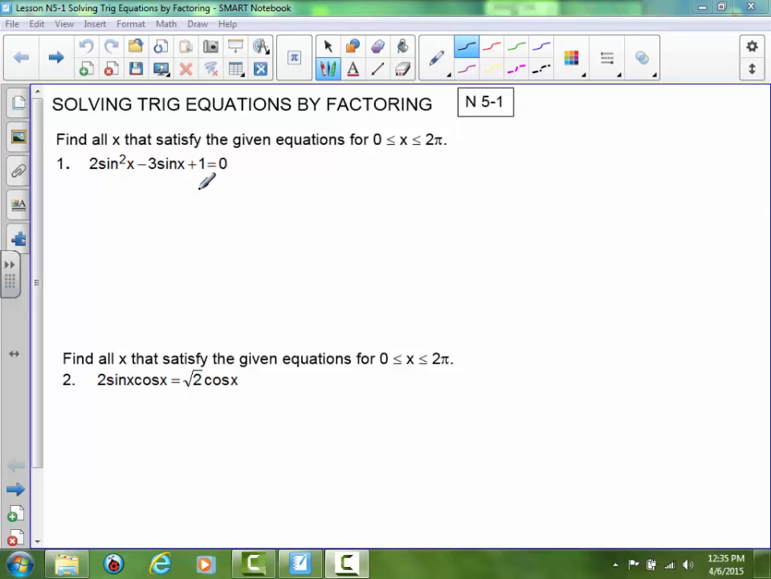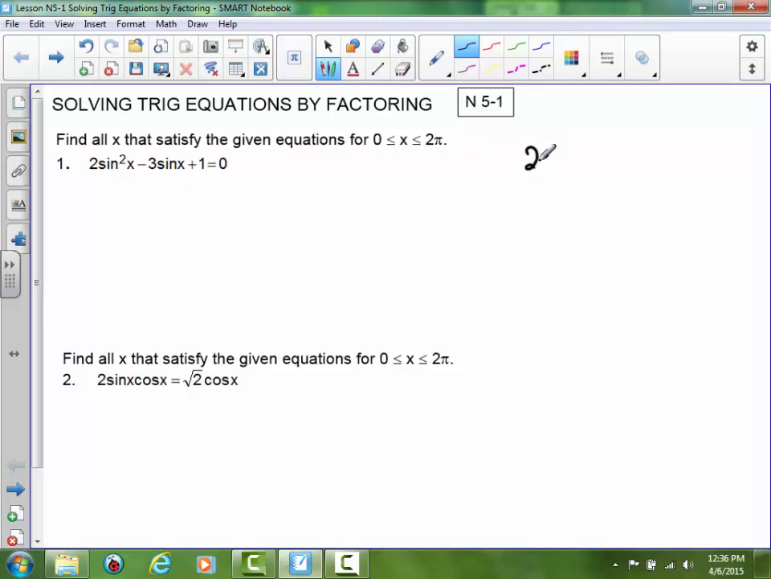Okay, so we're going to solve trig equations by factoring. This is lesson 5-1. The first thing you have to do in factoring is you want one side to equal 0. So we already have that here. And then we're going to look, how can we factor 2 sine squared x minus 3 sine x plus 1?